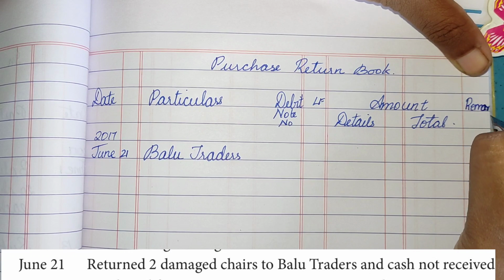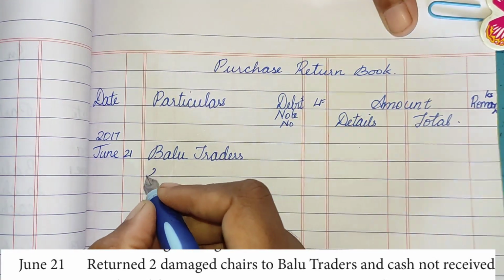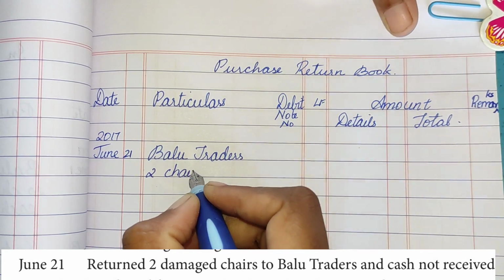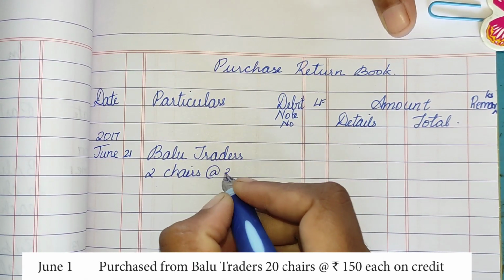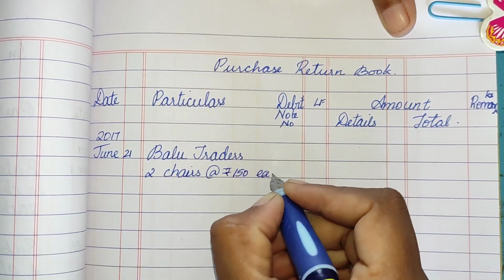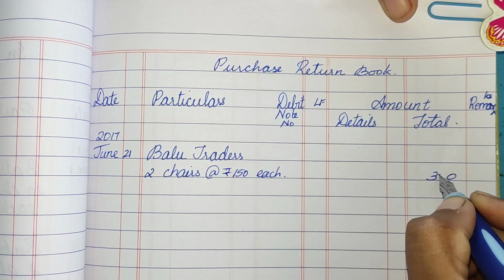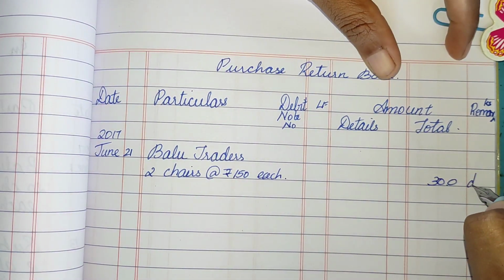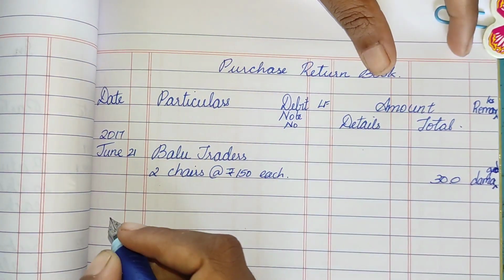So that we must take from the previous transaction which we have done with Balu Traders. Previously with Balu Traders, we purchased chairs at rupees 150 each. So that is what we are going to take over here also. So 2 damaged chairs, 2 chairs at rupees 150 each. Multiply 2 into 150 and write it in the outer column, that is the totals column.